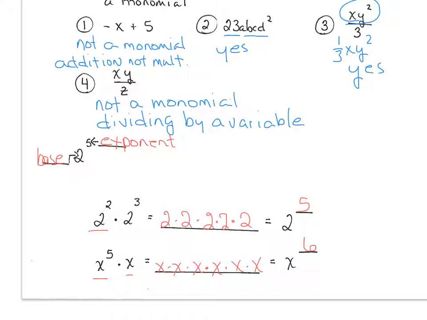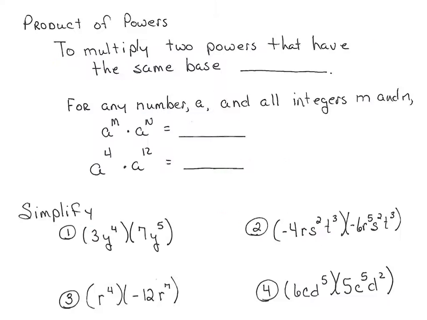Notice if I had added 2 plus 3, I get 5. If I added 5 plus 1, I get 6. So that helps us to see a rule or a pattern that we could follow. To find the product of powers, to multiply 2 powers that have the same base, we can add the exponents, just like we did in the previous problem.